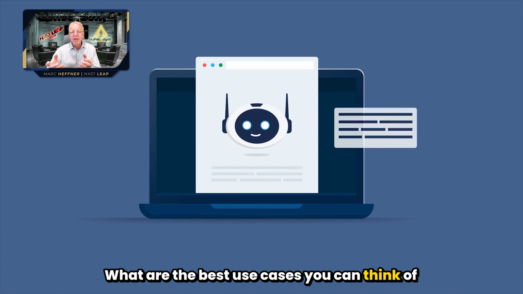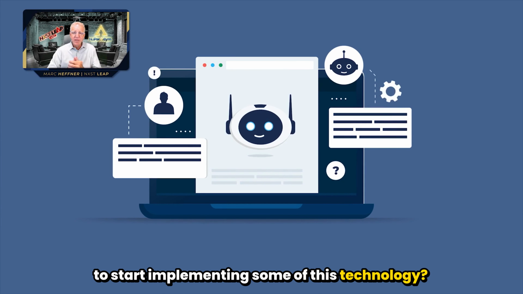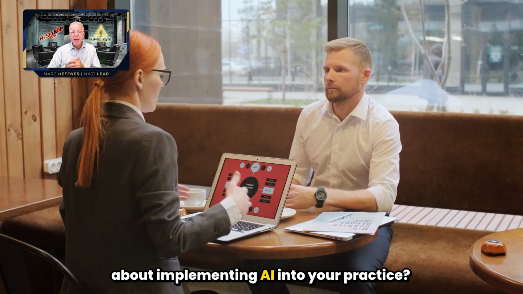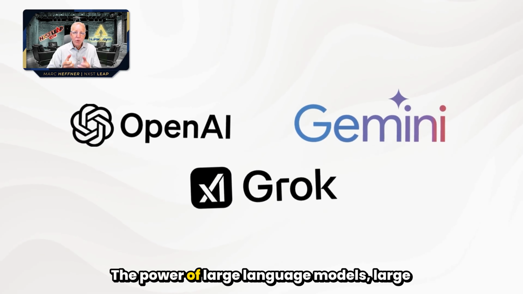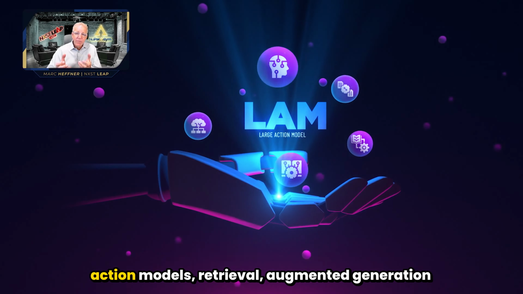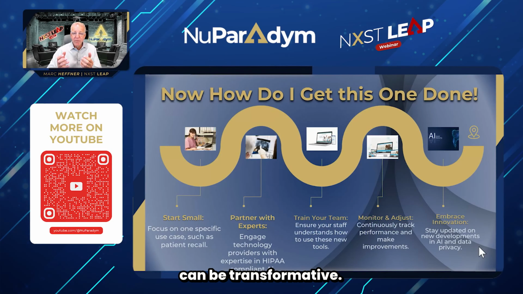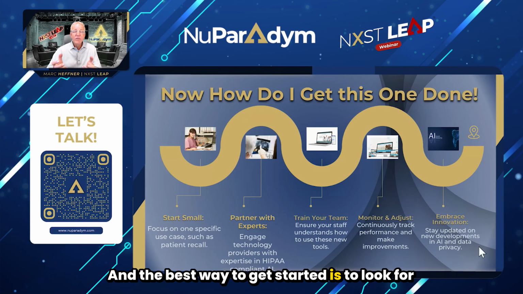So really think about it. What are the best use cases you can think of to start implementing some of this technology? What are your biggest concerns as you think about implementing AI into your practice? The power of large language models, large action models, and retrieval augmented generation can be transformative. And the best way to get started is to look for an expert.